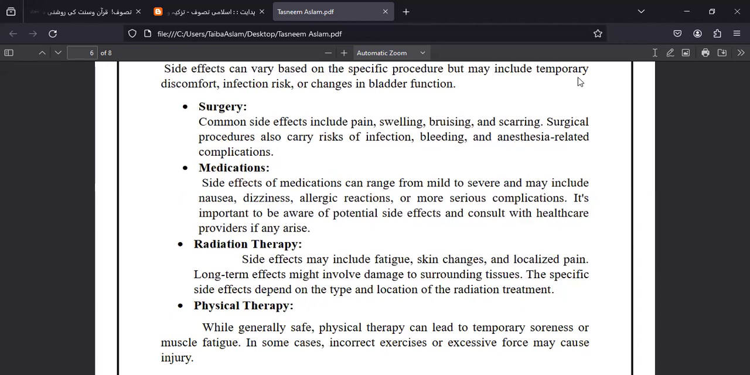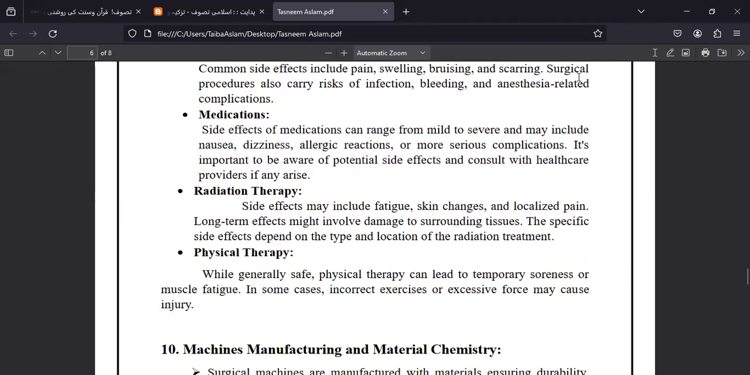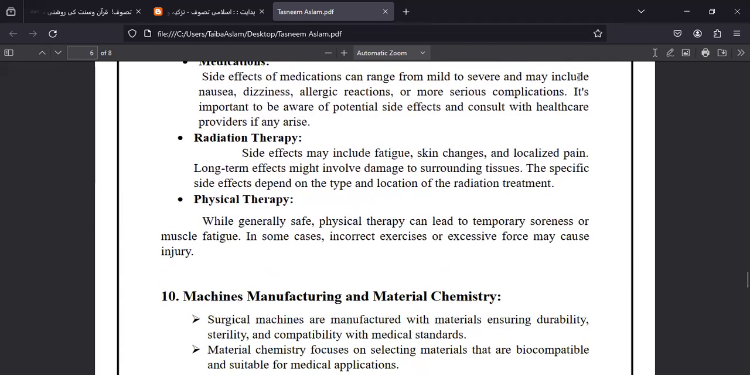Side effects may include fatigue, skin changes, localized pain. Long-term effects might involve damage to surrounding tissues. The specific side effects depend on the type and location of the radiation treatment. Next one is physical therapy. While generally safe, physical therapy can lead to temporary soreness and muscle fatigue. In some cases, incorrect exercises or excessive force may cause injury.